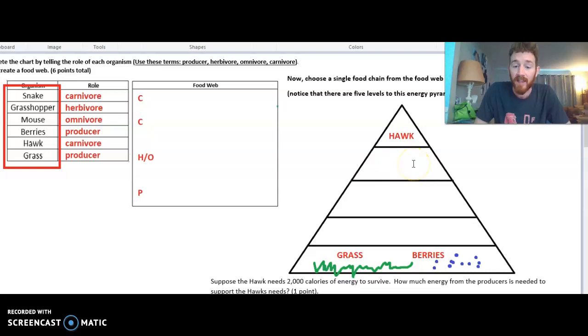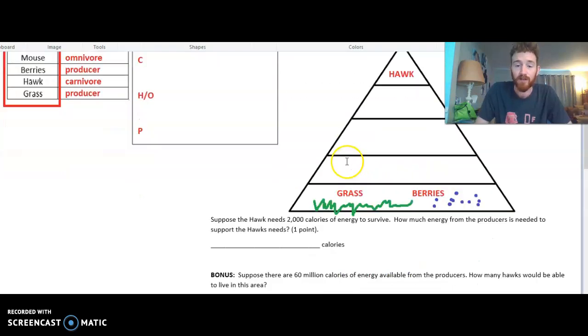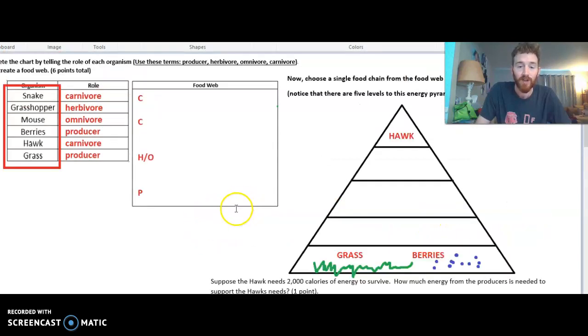Okay, then the next part we're going to look at is when we get down to these questions at the end or at the bottom. Okay, now we worked on this a little bit in one of the do the math sections that had to do with basically powers of 10 and moving decimal points. Here I'm saying a hawk needs to have 2,000 calories of energy to survive. So our question was, how much energy from the producers is needed to support the hawk's needs?